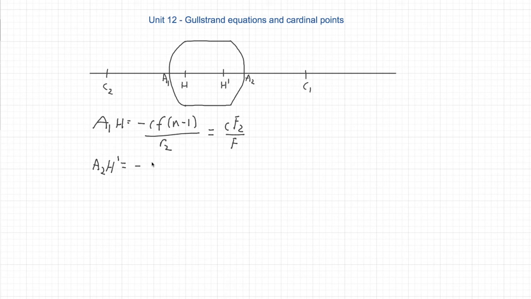A2H prime, the distance from the second surface to the secondary principal point in the thick lens, or the distance from the second thin lens to the secondary principal point, equals minus CF times (n minus 1) over R1 if you're given the radii of curvature, or it equals minus CF1 over F if you're given the powers of the surfaces and or the powers of the two thin lenses.